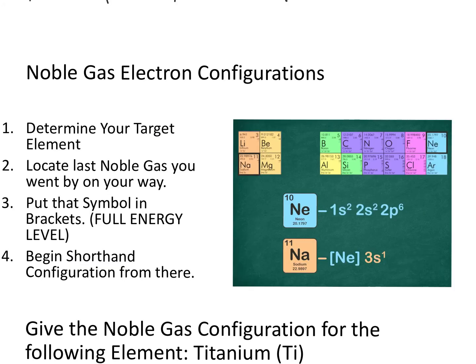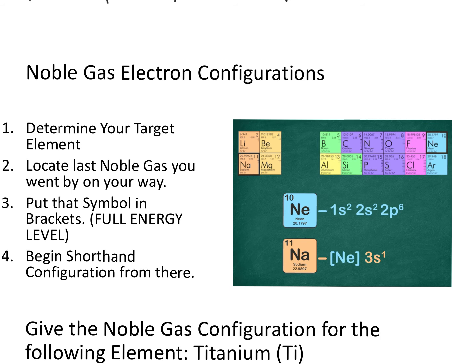Now, I could sit here and say, well, we have our shorthand electron configuration, but there's a way to shorten it, especially when you're working that deep in. In this case, we do our noble gas electron configurations. The first step is you want to determine your target element. So if I was looking at iron, I want to look at where iron is. I want to go back to that previous energy level to wherever it would be full, and I locate that noble gas. Remember, your noble gas is that last element in that last family, my noble gas family.